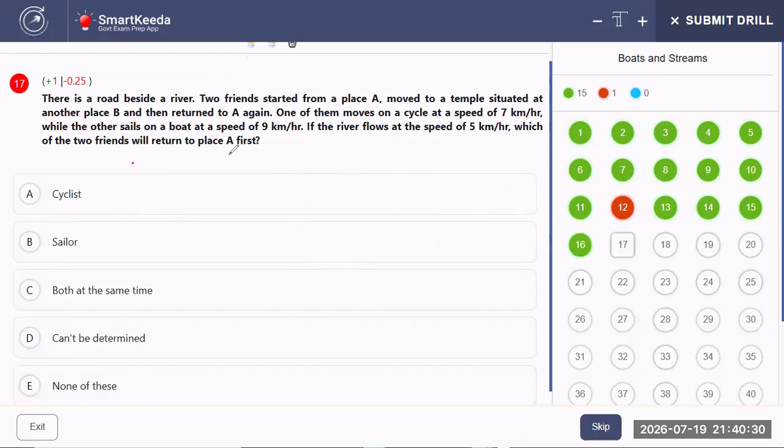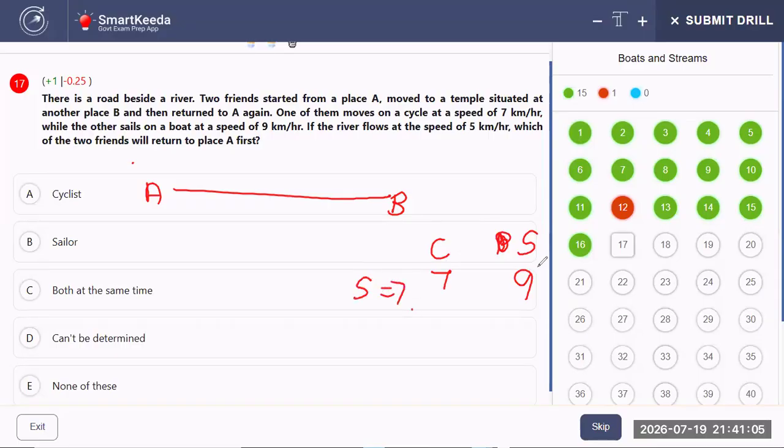There is a road beside a river. Two friends started from a place A and moved to a temple situated at another place B and then returned again to A. So the distance is the same. One of them moves on a cycle at a speed of 7, and the other sails a boat at a speed of 9. The distance is the same, so the time will be inversely proportional.